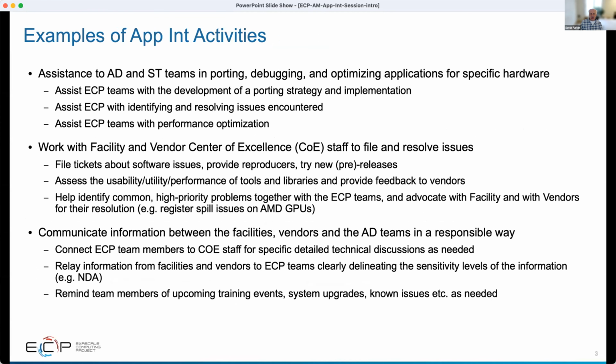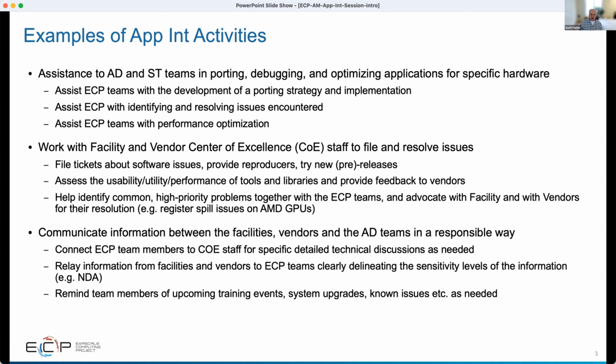This slide just gives an overview of some of the activities we're commonly involved in. I won't read through this at length, but a lot of the work we do goes into porting and debugging and optimizing applications. We also serve as a conduit between the facilities, the vendor centers of excellence, and the projects. So we stay in the loop, and often the vendors' people speak a slightly different dialect of HPC than the software developers on the AD or SD projects, and sometimes we're able to help smooth that and translate.